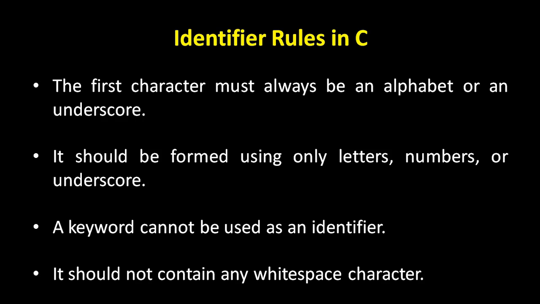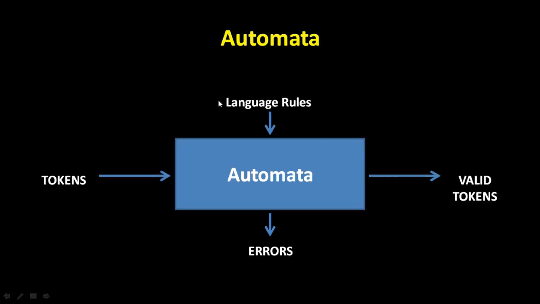So now I redefine the diagram for automata. It accepts a token, and it checks whether the token is valid or not by using language rules. So the automata needs another input, that is language rules. Using these rules only, the automata checks whether the token is valid or not. If it is valid, it sends it to the other part, that is parse tree generator. Otherwise, it shows the error message.